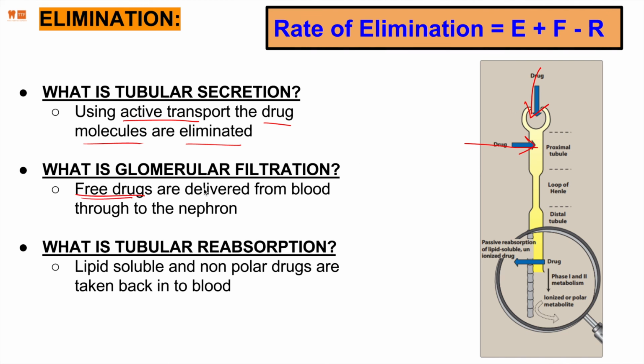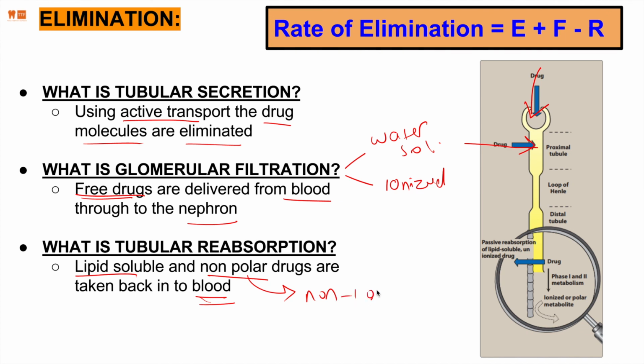Free drugs are known as water soluble. I keep repeating this point, guys, because it's important. I know it's boring. You guys have done great in the entire lecture, but I know it's boring, but very important. Water soluble and ionized or polar drugs are free drugs that are delivered from the blood through the nephron. And then what is tubular reabsorption? Lipid soluble and non-polar drugs are taken back into the blood. Non-polar also means non-ionized.